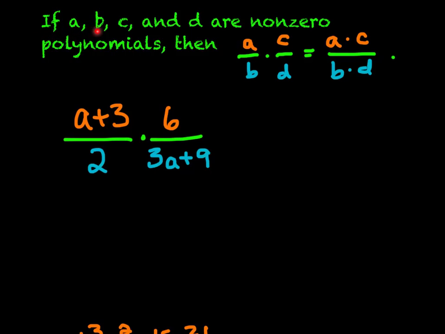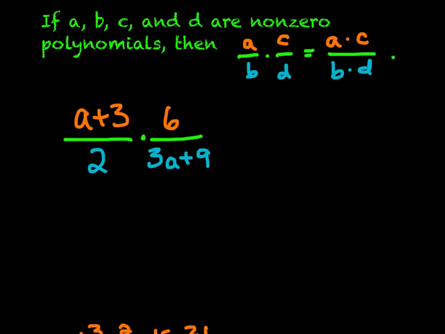If A, B, C, and D are non-zero polynomials, so essentially they're polynomials that don't equal 0, then A over B times C over D equals A times C over B times D. So we're going to practice this with one quick problem. We have A plus 3 over 2 times 6 over 3A plus 9.